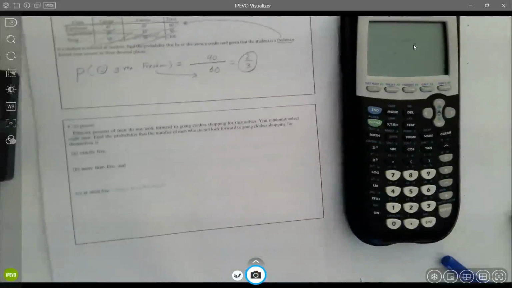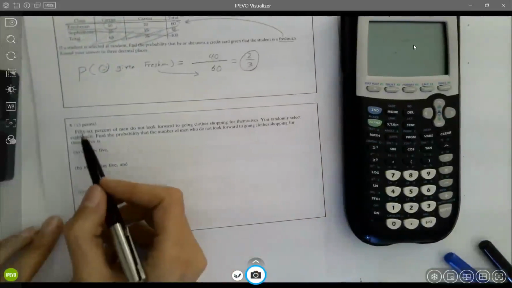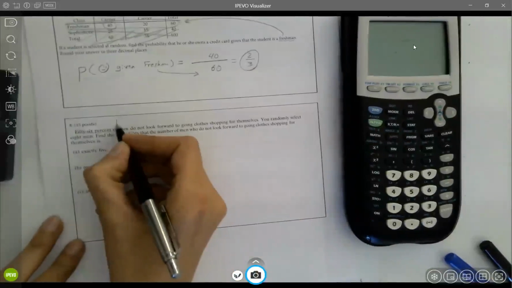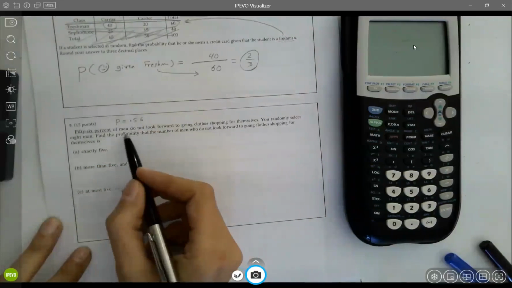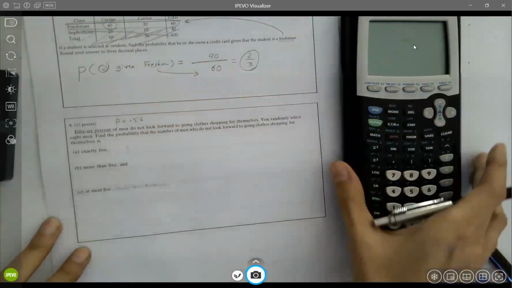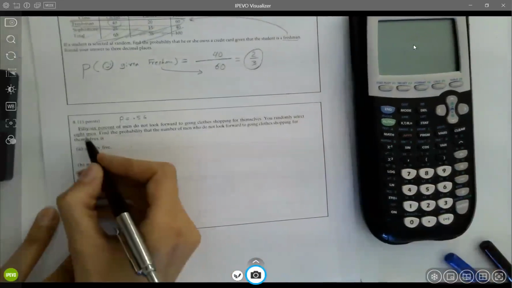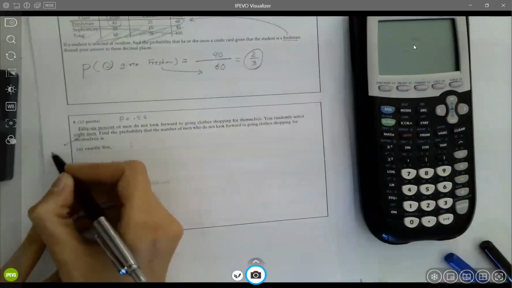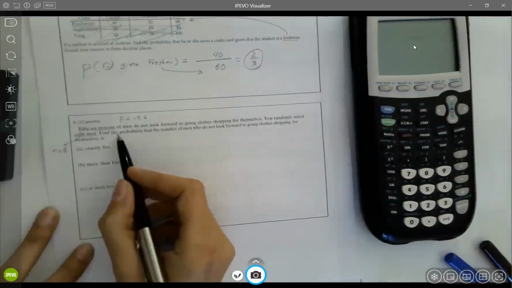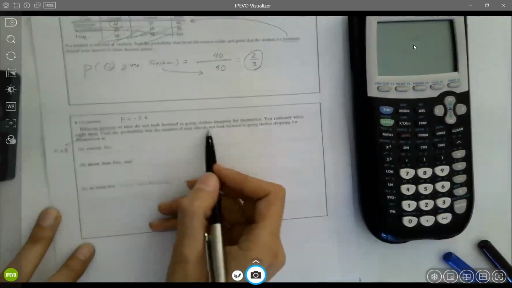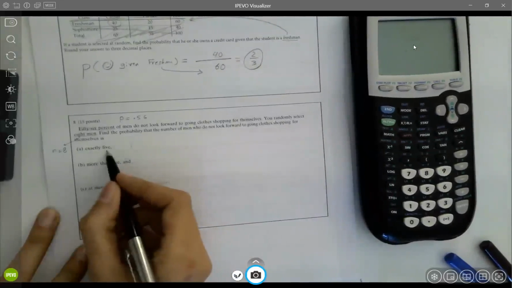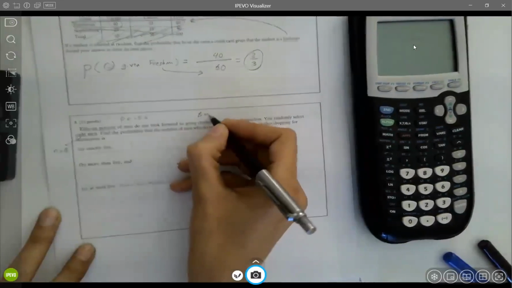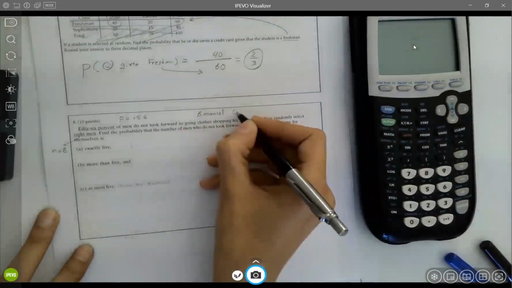Let us take a look at question 8. Question 8 says you have 56%. So p is equal to 56% of men do not look forward to going clothes shopping for themselves. You randomly select 8 men, so n is equal to 8. Find the probability that the number of men who do not look forward to going clothes shopping for themselves is exactly 5. First of all, note that you have a binomial experiment.